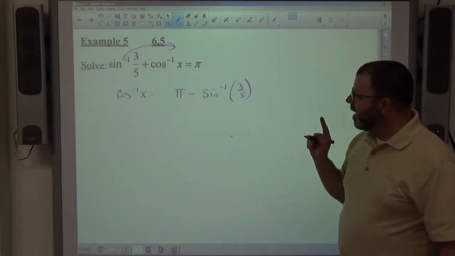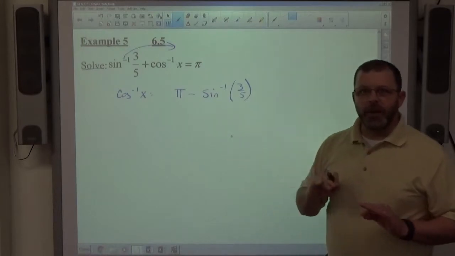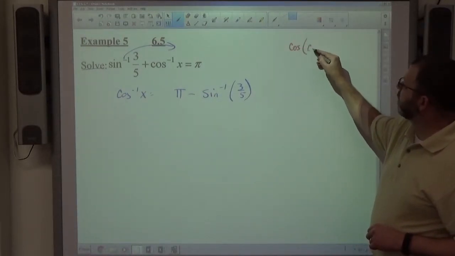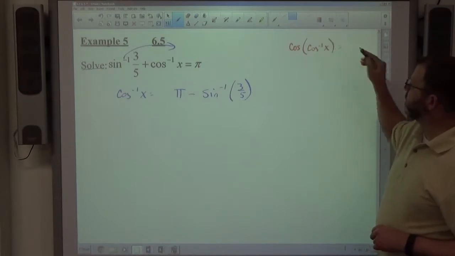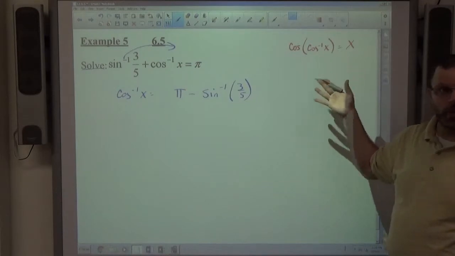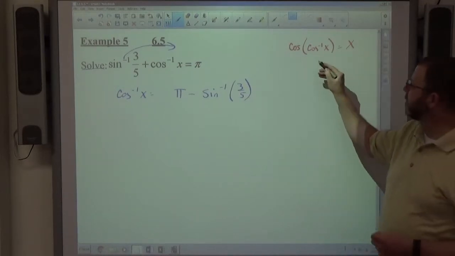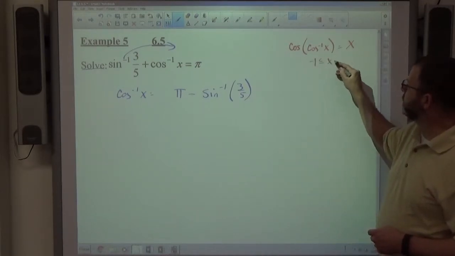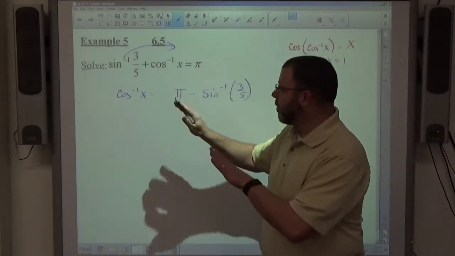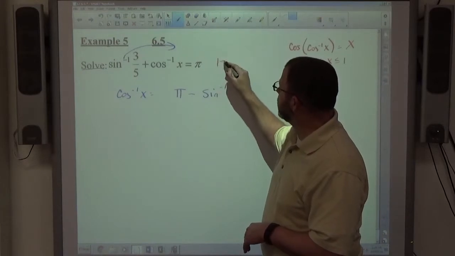What we learned on Friday was that if I did the cosine of the inverse cosine of x, what do I get? x, as long as x is within our domain, right? x had to be between -1 and 1. All right, so let's start there. I can say right now that x has to be between -1 and 1.